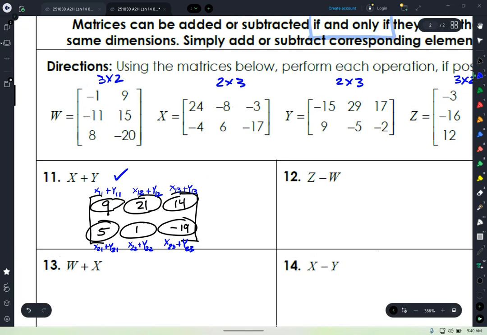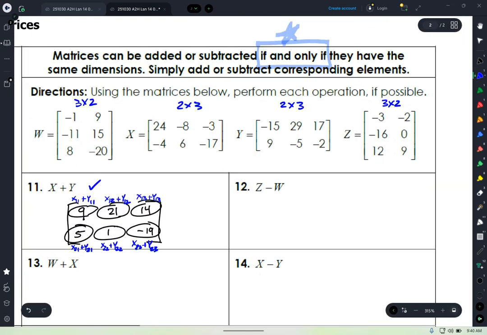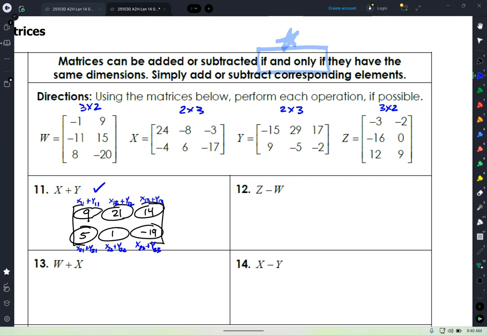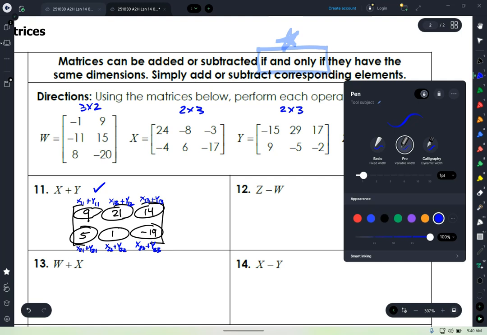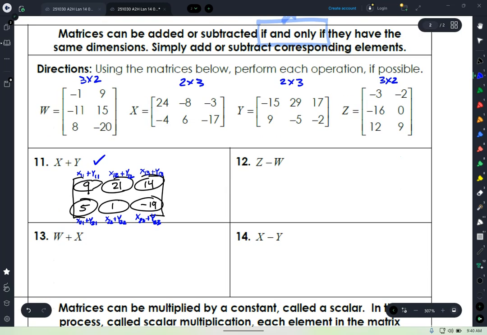So, okay, let's talk about the next one, number 12 here. So, Z minus W, matrix Z minus W. Okay, question number 1, can we do that math problem? Why? Because they have the same dimensions. All right, so let's put a little check mark because we know we can do that. All right, so what will the dimensions of our answer be? It's still going to be a 3 by 2 because when we're adding and subtracting, we're just adding and subtracting the individual elements, right? So we know that we're going to have a 3 by 2 matrix.